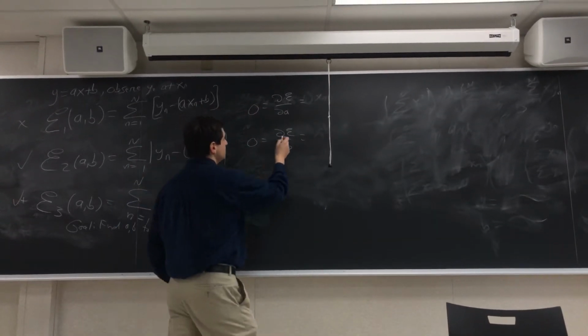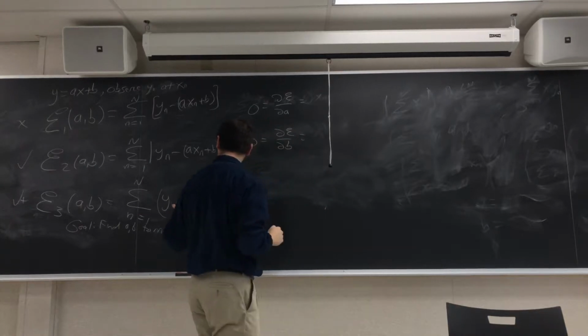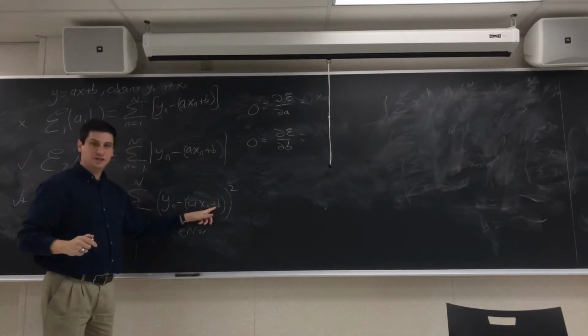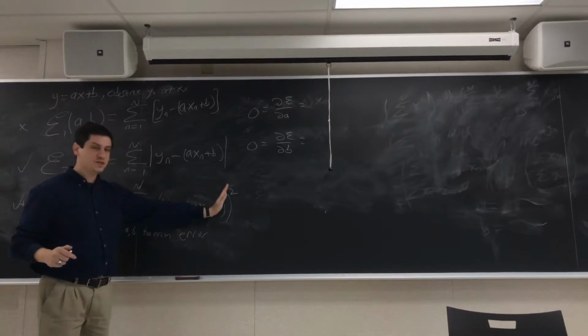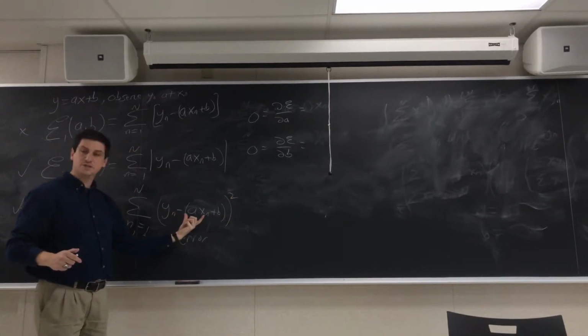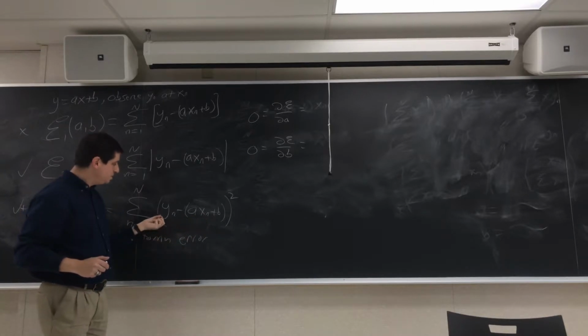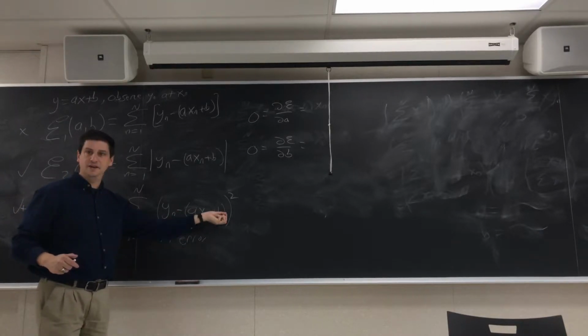So the derivative of the sum is the sum of the derivatives. And then I have this y minus a xn plus b squared. So I'm going to have a 2 come down. I'll then have this whole expression. Then I take the derivative of this expression with respect to a. What's the derivative of this expression with respect to a?